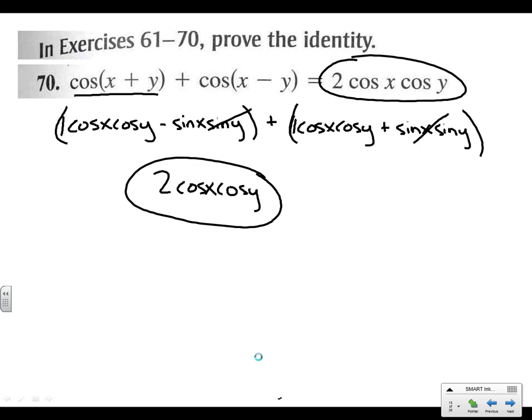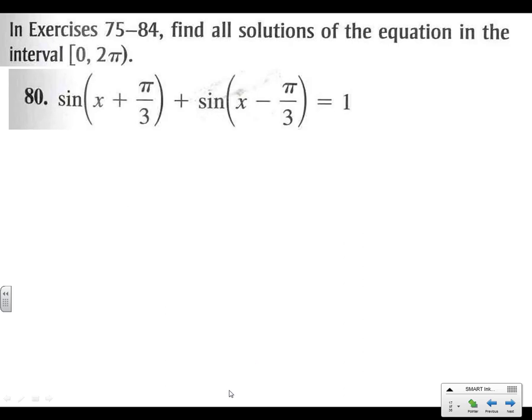Problem 80. All right, let's find all our solutions here. So first we need to change sine of x plus pi over 3 into sine u cosine v. So sine x cosine pi over 3. And is it a plus? Let me check the formula. Yes, it is. Plus cosine x sine pi over 3. So that's the first expansion.